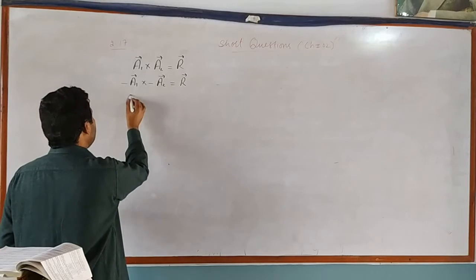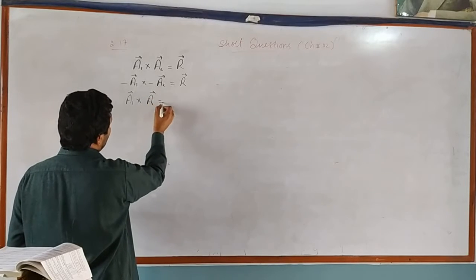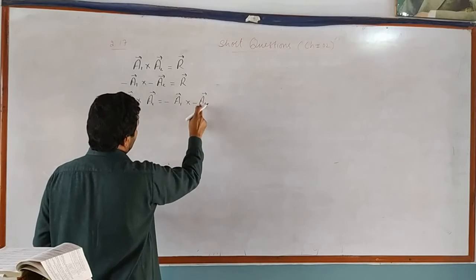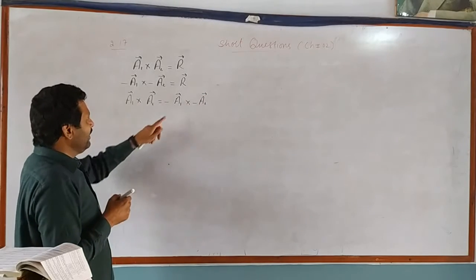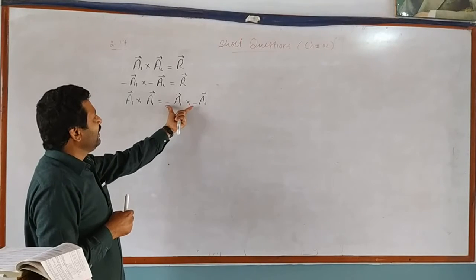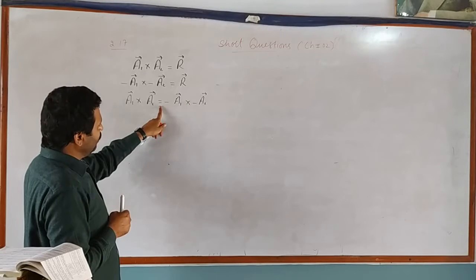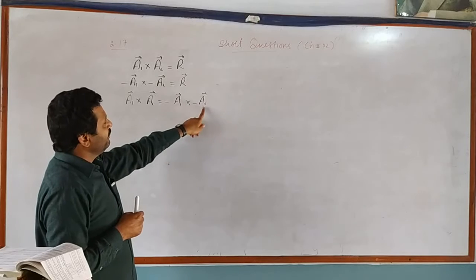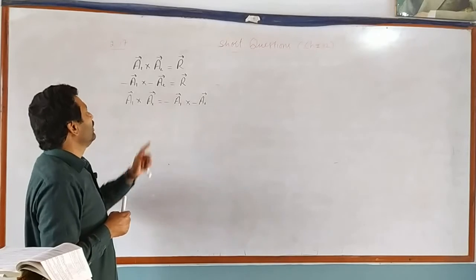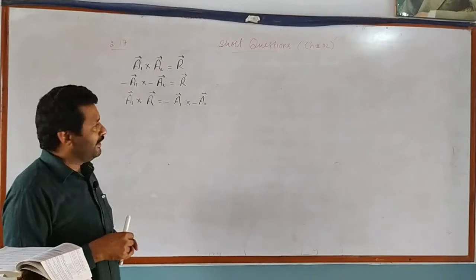Hence, we can say that vector a1 cross vector a2 is equal to minus vector a1 cross minus vector a2. When all the components of a1 are reversed, and similarly all the components of vector a2 are reversed, then the resultant will be unchanged. We can say that a1 cross a2 is equal to negative of vector a1 cross negative of vector a2.